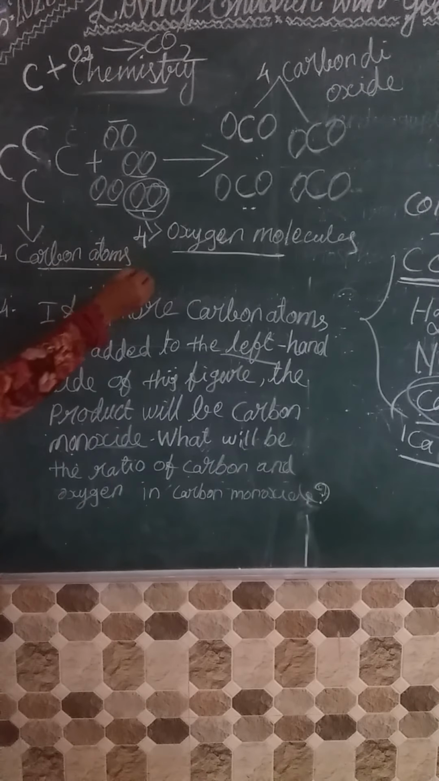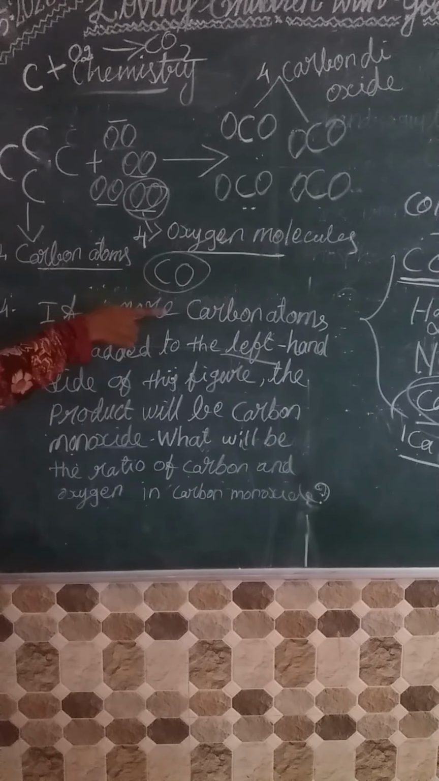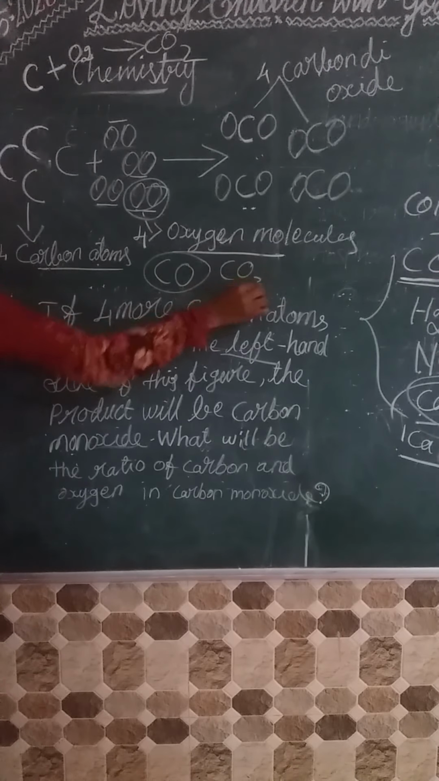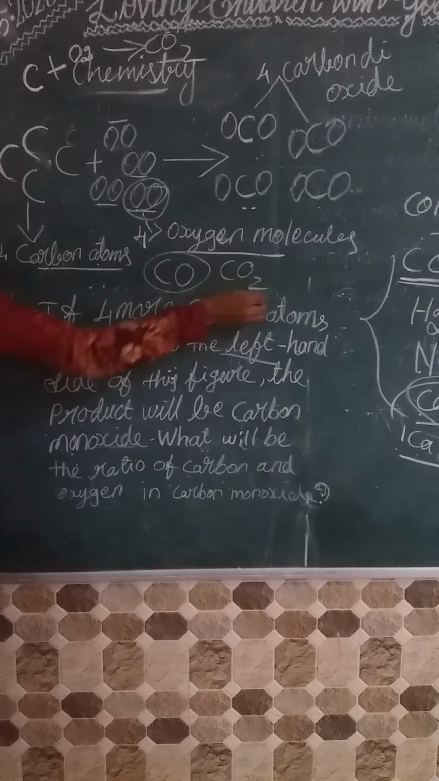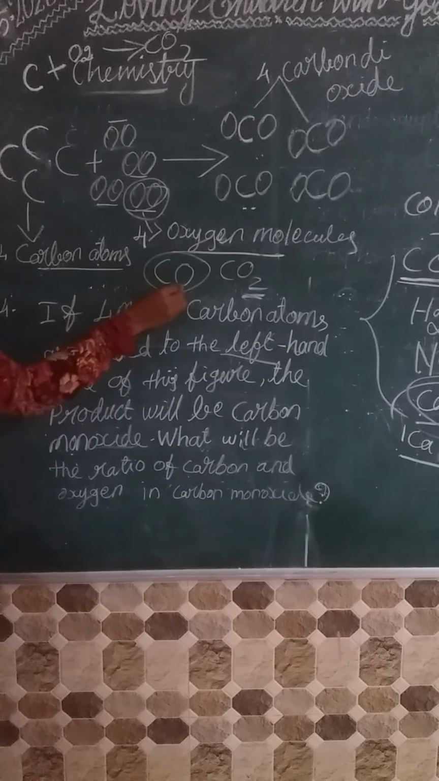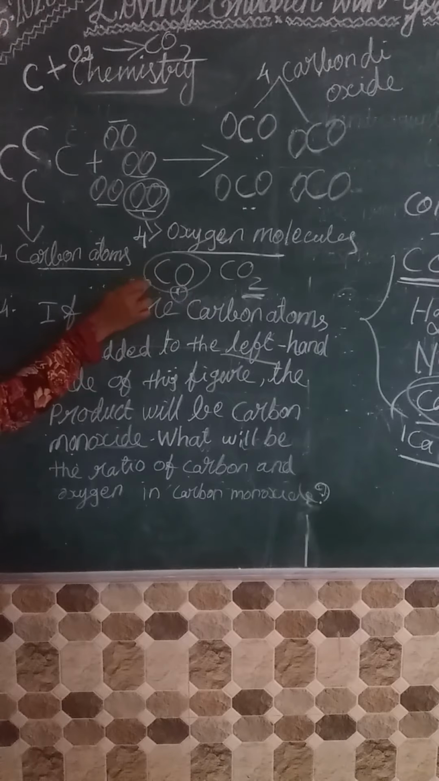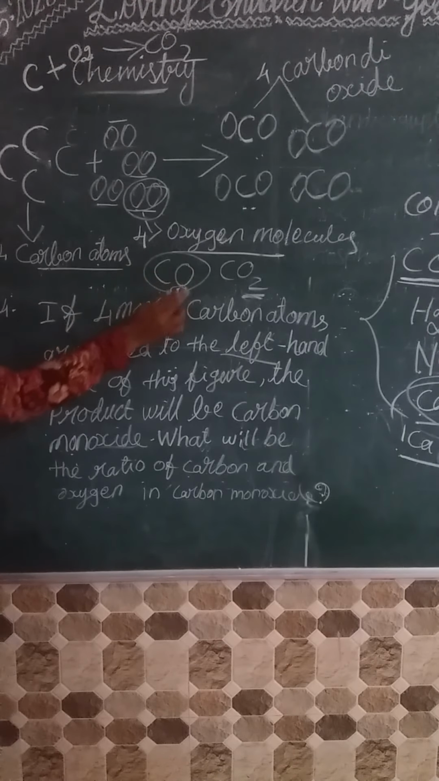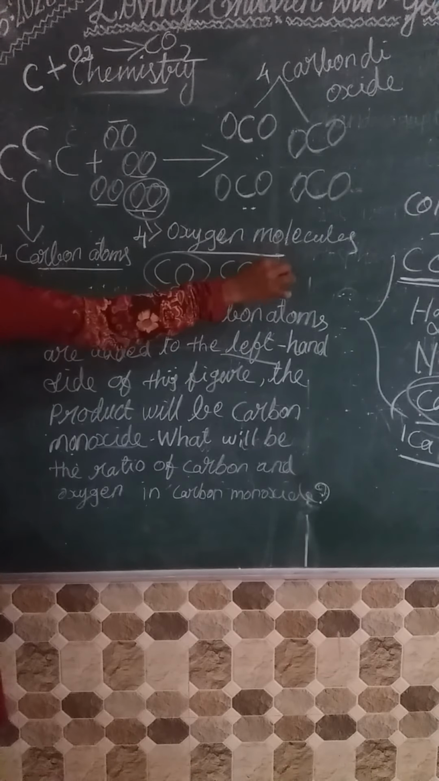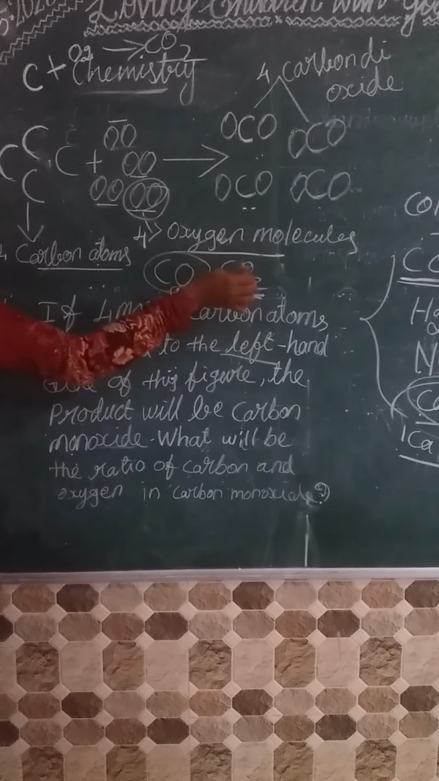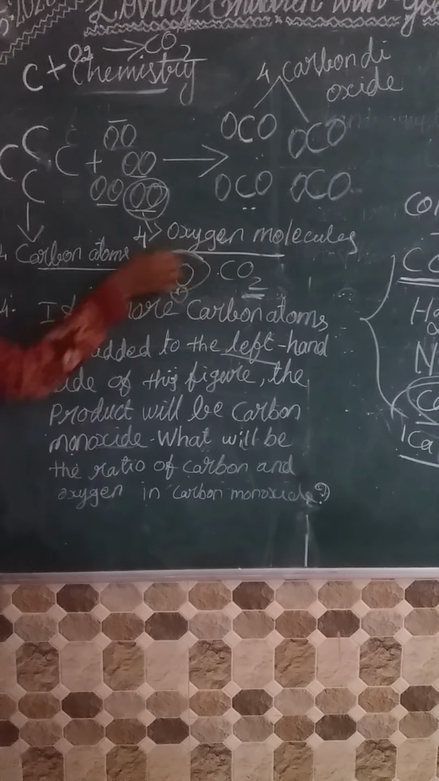You know already what is the formula of carbon monoxide? CO. CO is the carbon monoxide. Already I said CO2 is carbon dioxide. CO is carbon monoxide. CO2 means the di, carbon dioxide. And carbon monoxide. You know, one is mono, two is di, then tri. CO2, carbon dioxide; CO, carbon monoxide.